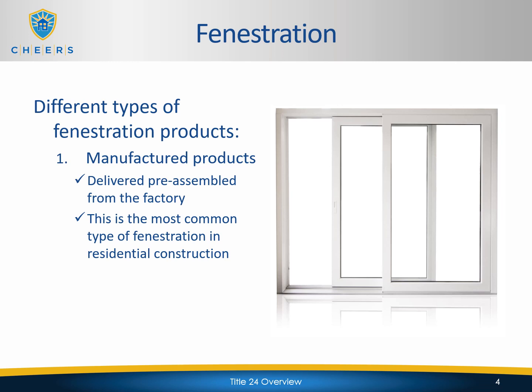They come in a variety of frame types. The most common you're going to see is vinyl, but they also have fiberglass. They also have wood. Older ones that you'll see in existing homes, perhaps, you'll see aluminum. So there's a variety of them. They can be single pane, dual pane. There's a wide range of types that you can see of this particular product.